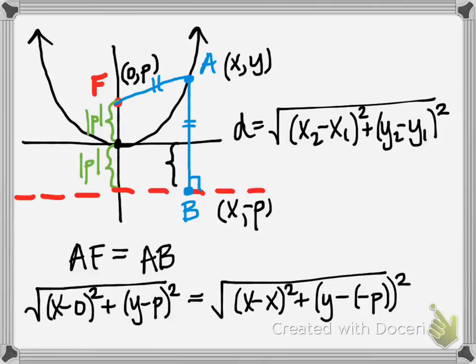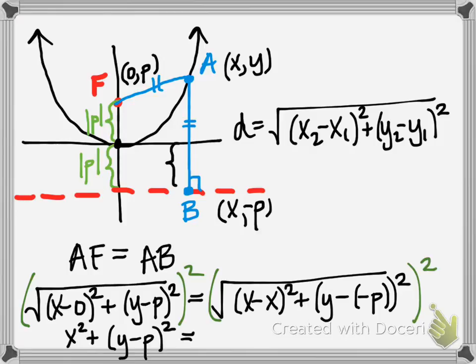So now we have an equation here that we're going to manipulate. So first, you might think to get rid of the square roots. So if we go ahead and square both sides, both the left and the right, we can undo the square roots. And then we can also do a little simplifying. So for the left-hand side, x minus 0 squared is really just x squared, plus we still have y minus p, the quantity squared. And that'll be equal to the right-hand side, x minus x is 0, so 0 squared will be 0. And then we'll have the quantity of y minus negative p, which turns into y plus p, the quantity squared.